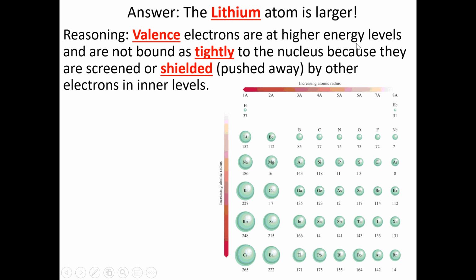Valence electrons are at higher energy levels. They're not bound as tightly to the nucleus because they're shielded by other electrons. This is called the shielding effect, where because electrons repel each other, the more shells you start getting, the further out the electrons are and the larger the atomic radii.